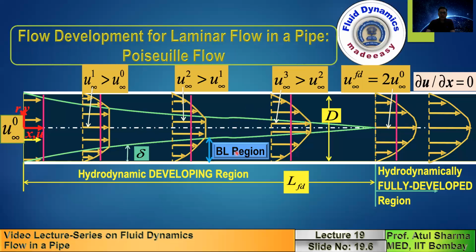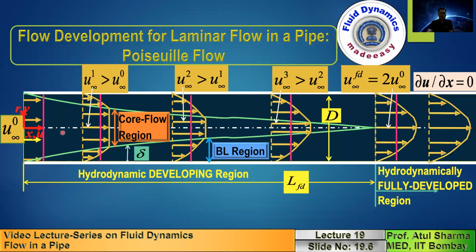So as I mentioned, there is a thin layer near the wall where you have a non-zero del u by del r. This is called the boundary layer region. And in the central circular region, the fluid is moving with a velocity that is constant along the radial direction, but as you move downstream, the axial velocity is continuously increasing. You can see here it is increasing from u infinity naught to 2 times u infinity naught.